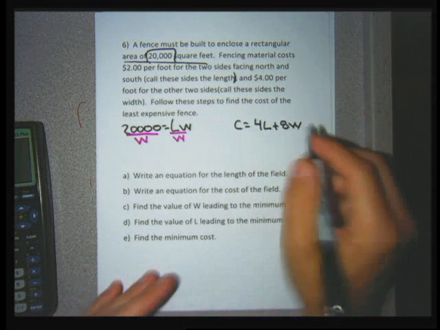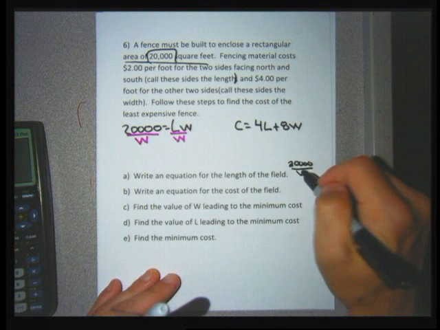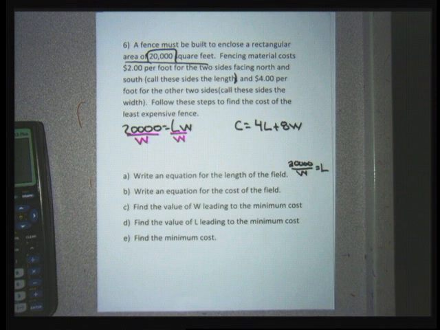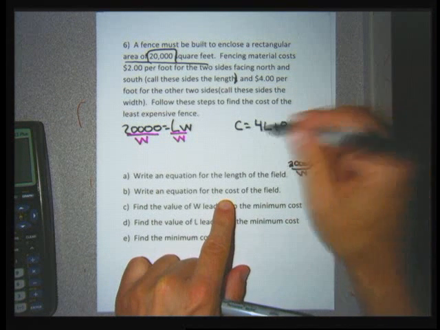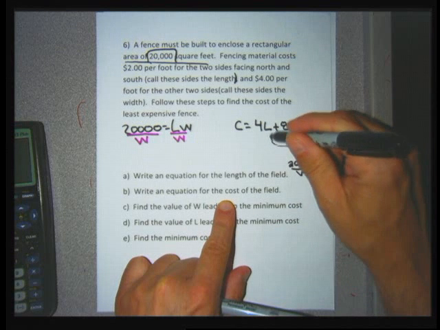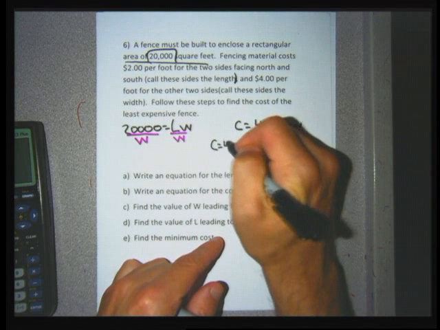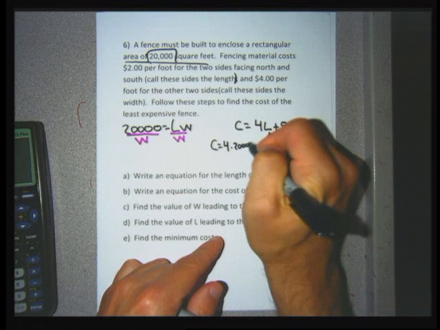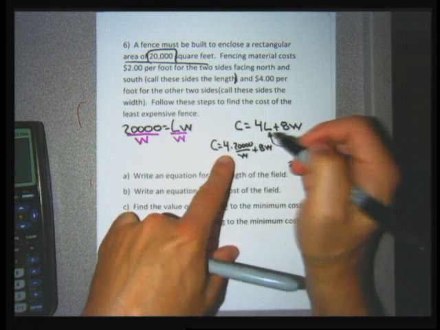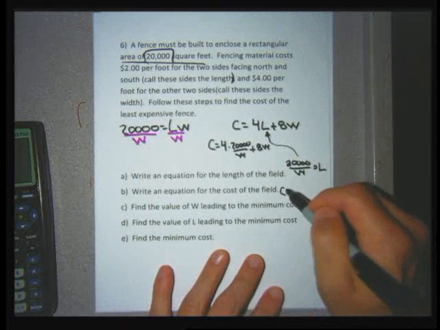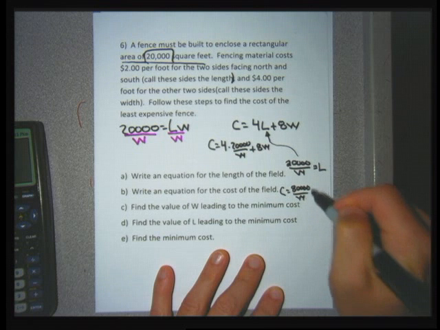When I do that, I get 20,000 over W equal to L. Now it says write an equation for the cost of the field. I'm going to write an equation for the cost of the field, which I already have, but I'm going to change that L into 20,000 over W. So I'm going to write cost equals 4 times 20,000 over W plus 8W. I'm going to multiply that 4 and 20,000 and get 80,000. So my cost is going to be 80,000 over W plus 8W.